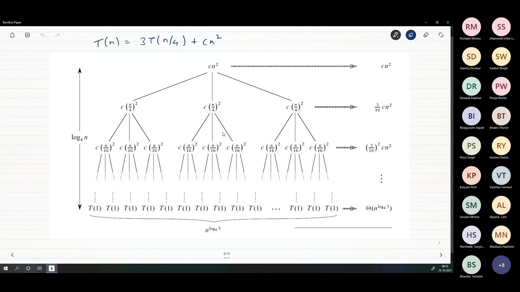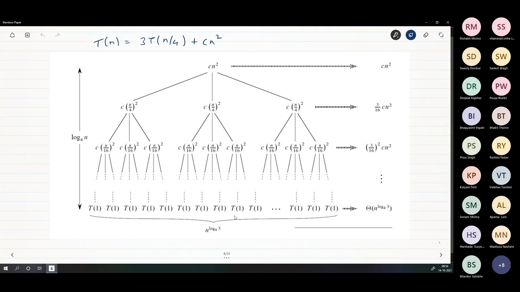Now at the next level, you had T of n by 16 occurring 9 times. If you open all of those, each one will branch out 3 times. But now the cost becomes 9 times of this. If you simplify, this is actually 3 by 16 whole squared C times n squared. And if you keep doing this, you will branch out and branch out, and you will get T of 1, T of 1, T of 1, all those things.